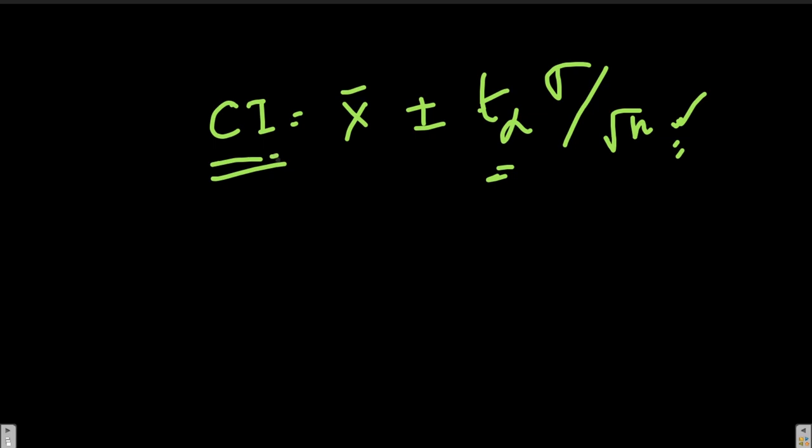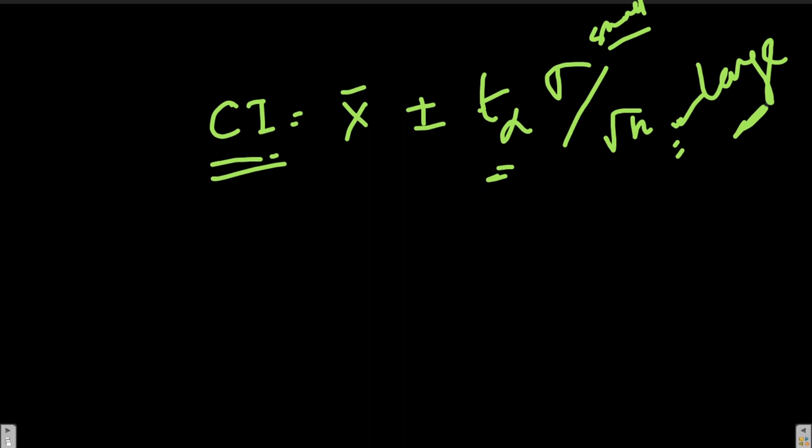That is the reason we usually prefer a small sigma and a large n. A large sample size is usually good, and a low standard deviation is usually good.